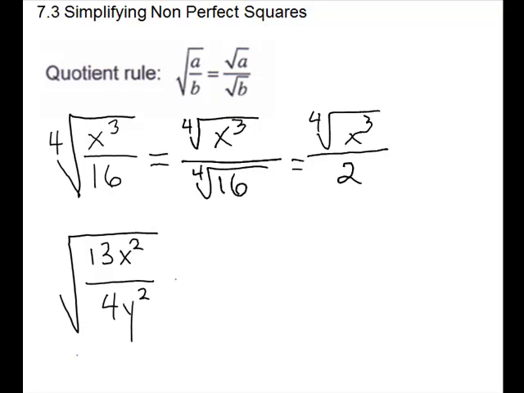We'll work the same way with the next one. This one is a square root. So we'll take a square root with the numerator and a square root with the denominator.